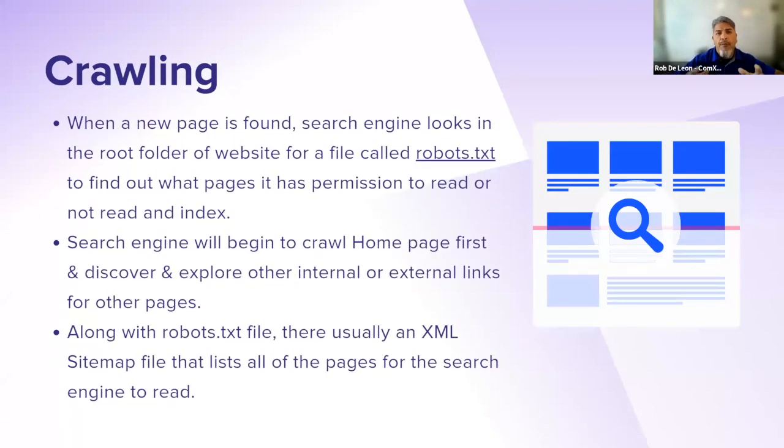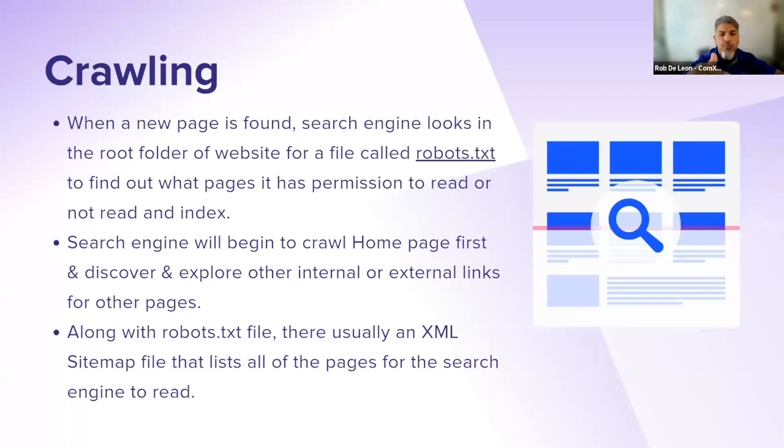So in order for those search engines to crawl, we're going to get into what's called robots.txt, right? When that page is found, the search engine looks in the root folder of the website, and it's looking for a file called robots.txt. Can it not be there? Yes. So it's important that it is there. It's going to find out what pages it has permission to read or not read, because you can tell it not to read certain pages, and then to also index, right?